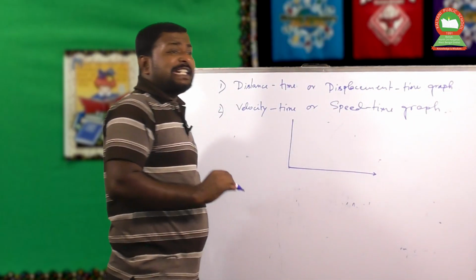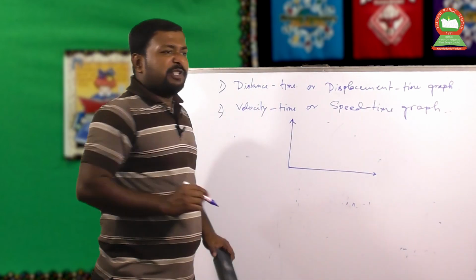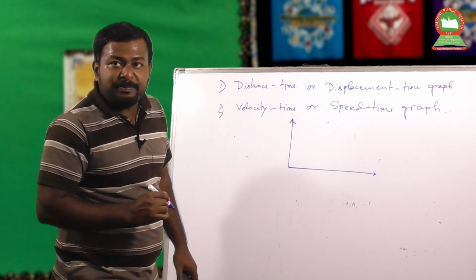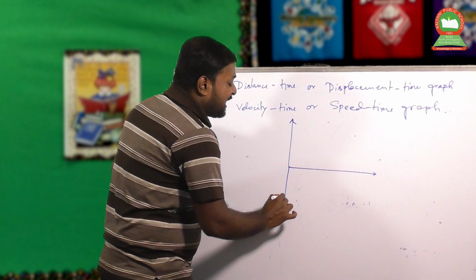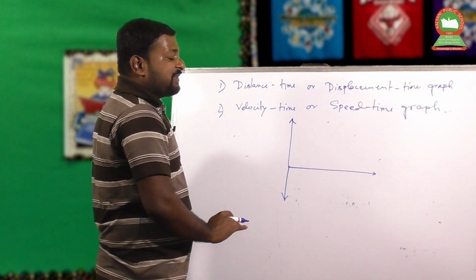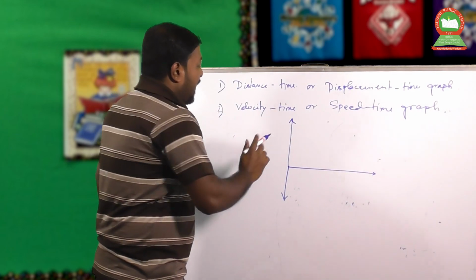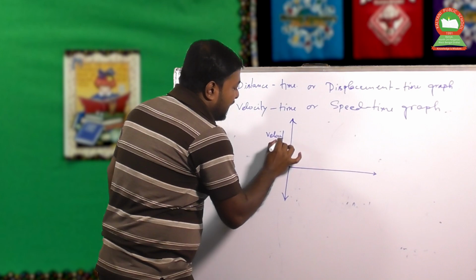So, for the velocity time graph, there are two directions possible, because velocity is a direction dependent factor. That's why the positive as well as the negative direction is considered. Now, along the y axis, velocity is there, and time is along the x axis.